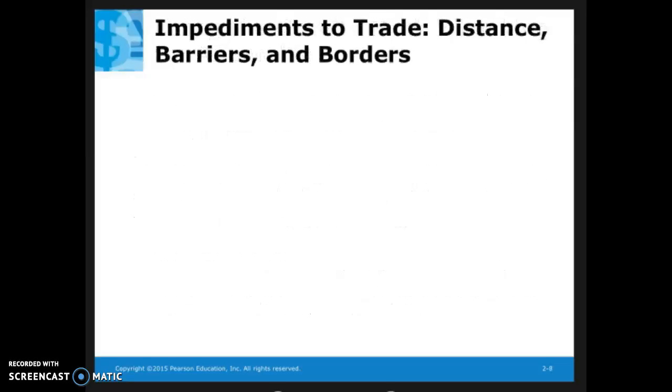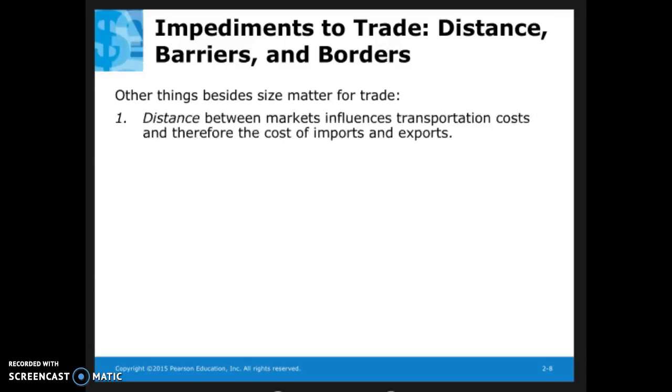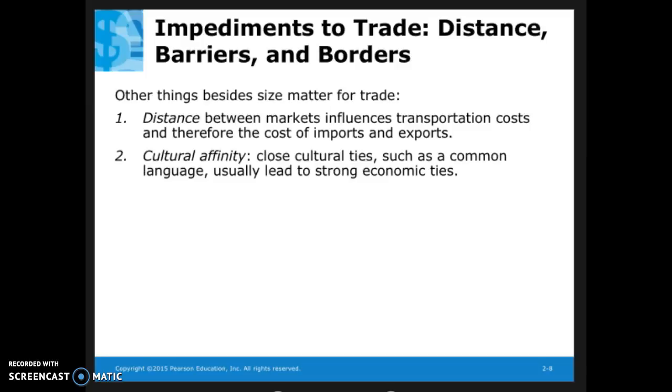So let's talk about some impediments to trade: distance, barriers, and borders. There are other things that matter for trade besides size. First off is distance. Remember you saw that distance factor within the formula for the gravity model. Distance between markets influences transportation costs. So it's more expensive to trade between the US and China than it is to trade between the US and Mexico or Canada. Next, for an impediment, is cultural affinity.